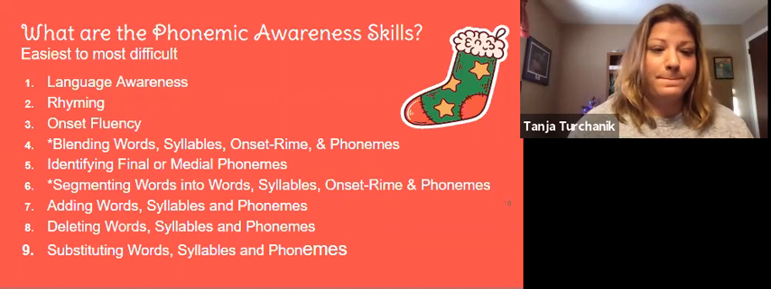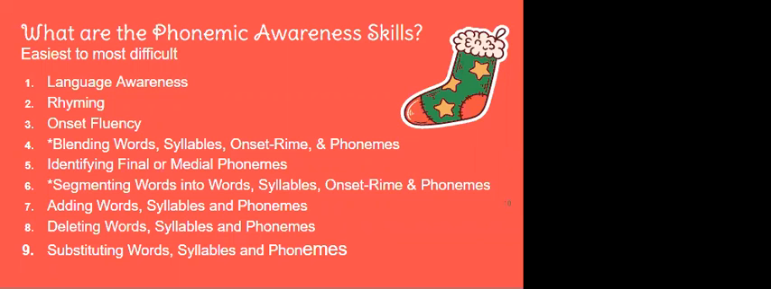So we can see that the very first thing when little babies are born, they are starting already with language awareness. And then we can start seeing some rhyming and then onset fluency. So that's those beginning sounds that we hear. And then the ones with the asterisks, 4 and 6, these are where we're going to find the most bang for our buck in the world of phonemic awareness, blending and segmenting. And we're also adding in those final and medial phonemes somewhere around that time, but blending and segmenting are huge in our development of reading.